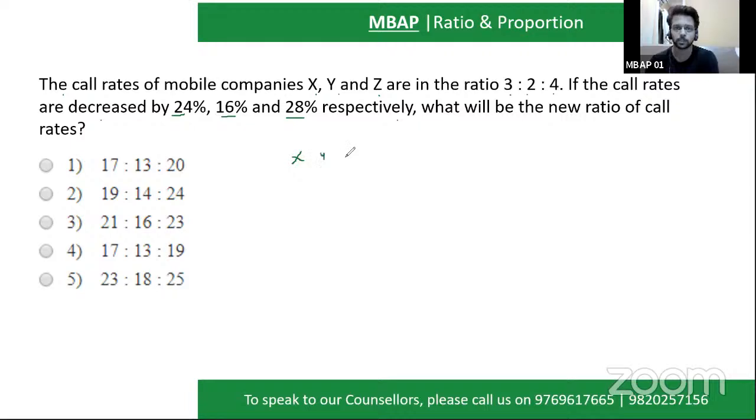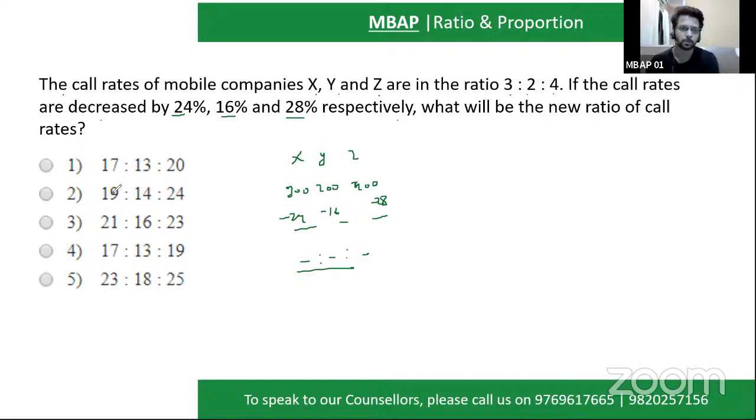So I've got three values X, Y, and Z. The ratio is 3:2:4. So the majority of you will consider values like 300, 200, and 400, and then reduce the values by 24%, 16%, and 28%, finding three different values. Then you will match which option can be the answer. What I do is go reverse. My first step is to see where I see duplicate options.